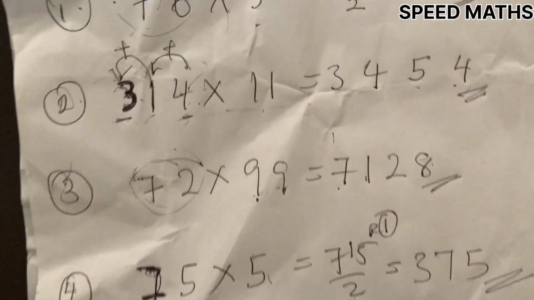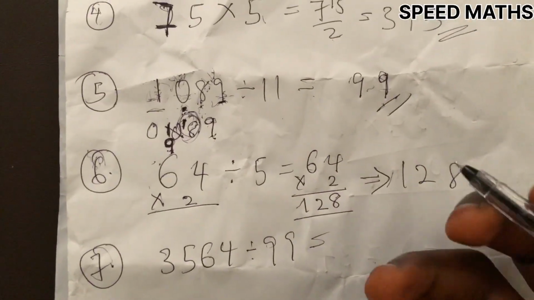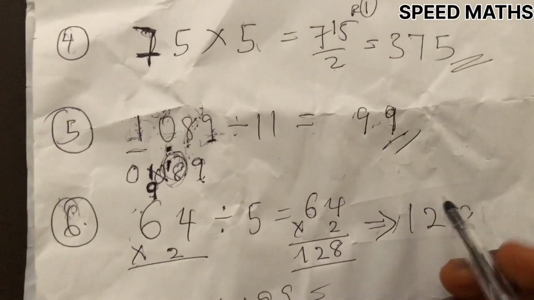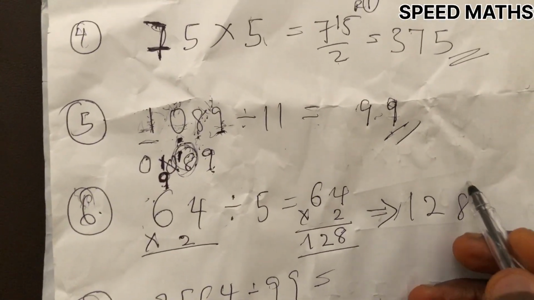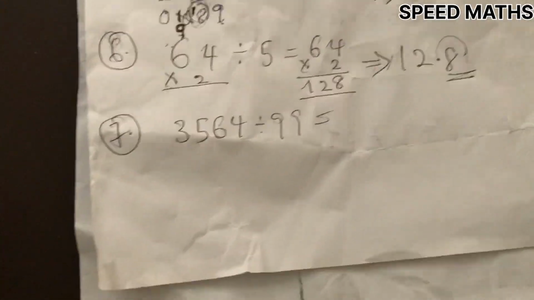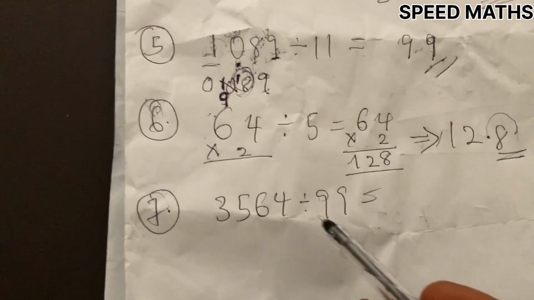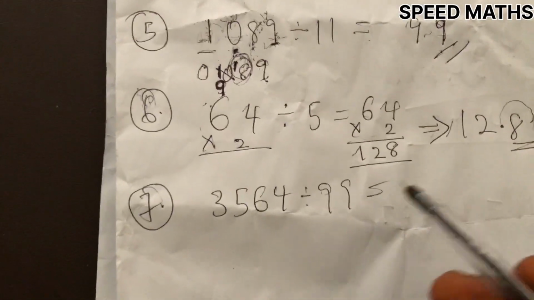Normally, when you multiply a number by 5, you add 0. But now, if you divide a number by 5, you should remove 0. Removing 0 is just like saying you move the point into this place. So the answer is 12.8.